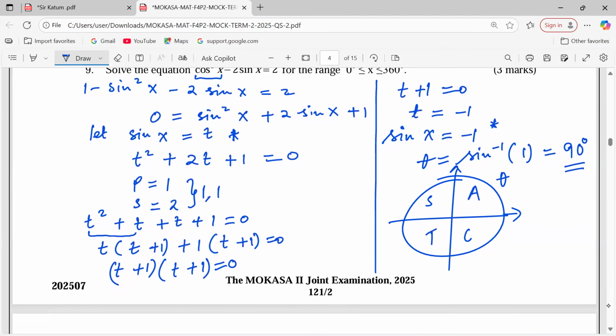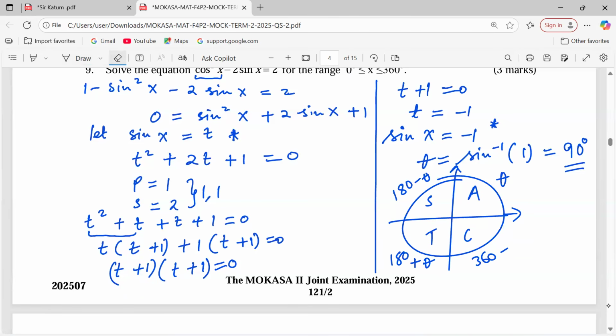we pick theta. In the second, we pick 180 minus theta. In the third, it should be 180 plus theta. And in the fourth, should be 360 minus theta. 360 minus theta. I don't know why I'm already putting 90 there, sorry.